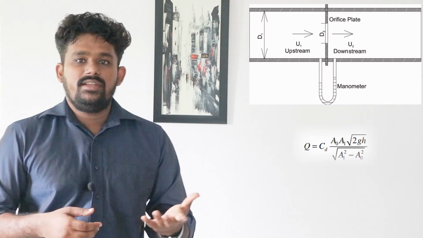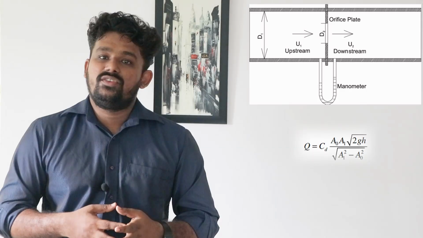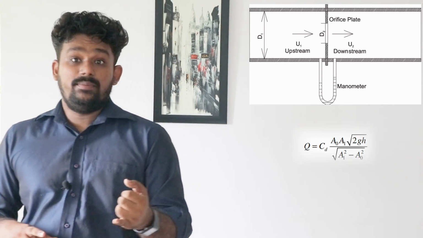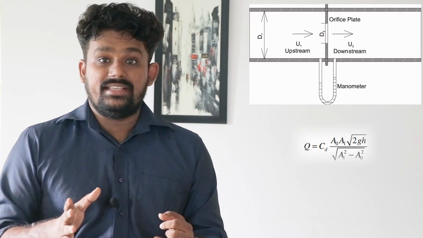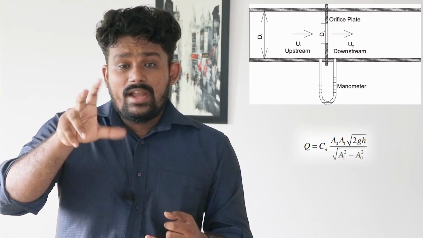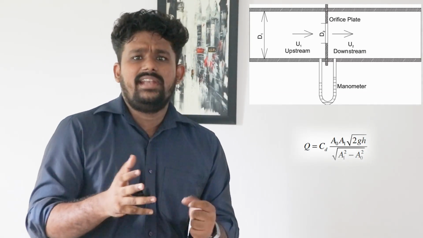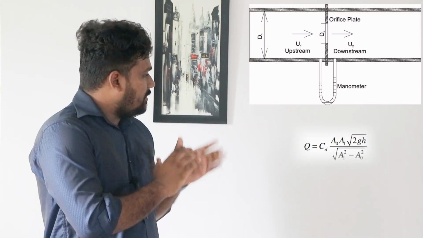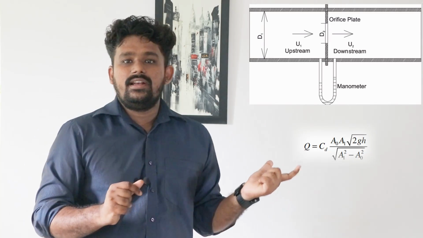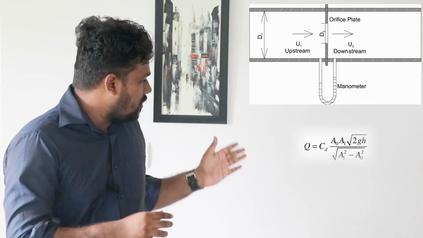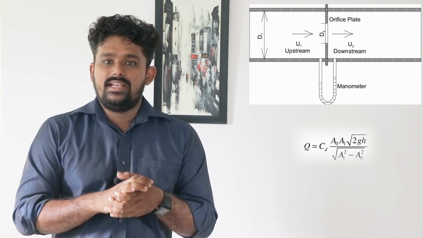The same relation is used: Q equal to A1 A0 into root of 2GH by root of A1 square minus A0 square, where A1 is the area of the pipe, A0 is the area of the orifice, and H is similarly the head deviation. The orifice diameter will be around 0.4 to 0.8 times the diameter of the pipe. Here also we obtain the theoretical discharge. In order to obtain the actual discharge, it is multiplied by the coefficient of discharge, QA equal to CD into Q theoretical, where CD is the coefficient of discharge, and for an orifice meter the CD value is around 0.65 to 0.67.